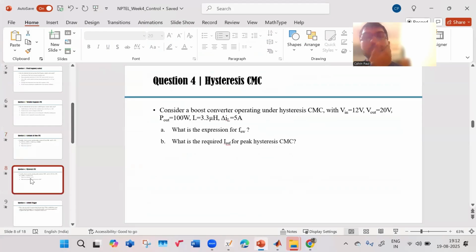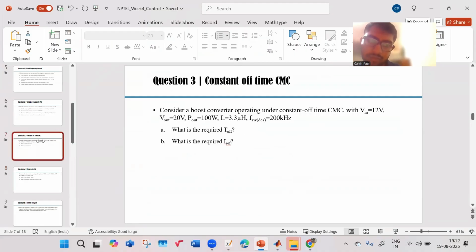Hysteresis current mode control. So you have a boost converter operating under hysteresis current mode control. These are some expression input, output, inductance, etc. Sir, for one doubt in the previous question, can we directly take that F desired as the switching frequency, or is there any other possibility? When you're designing, you can take it. You can take it for making it simple.